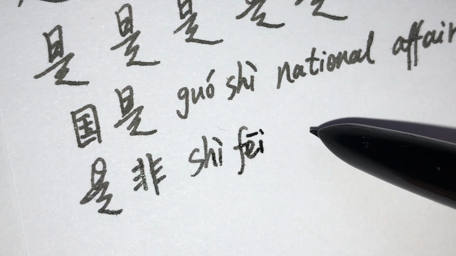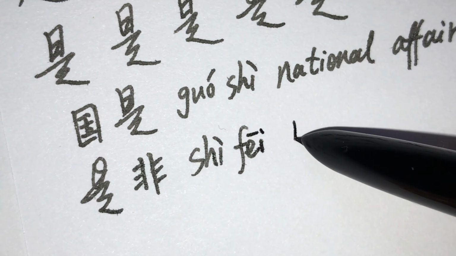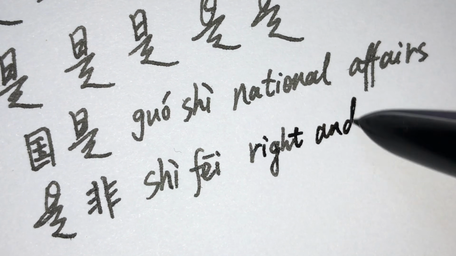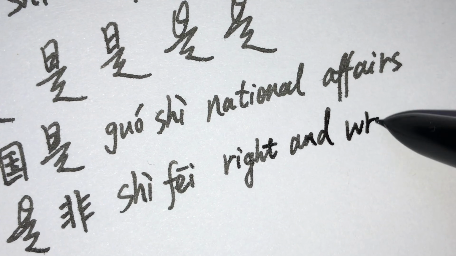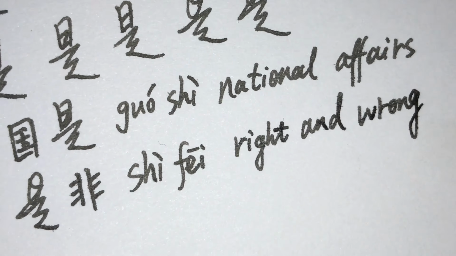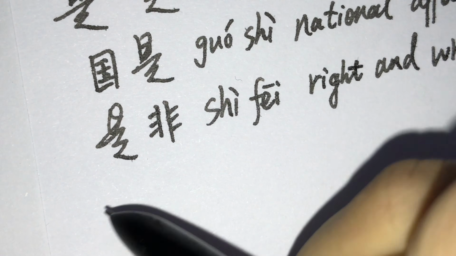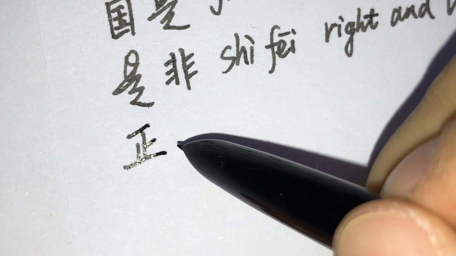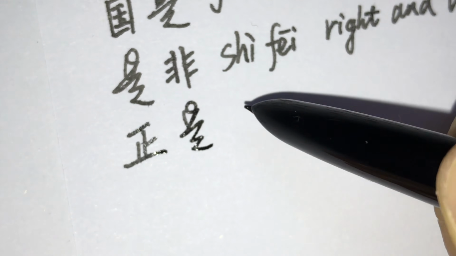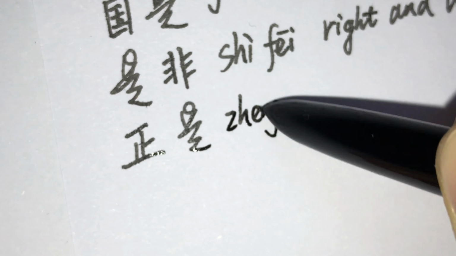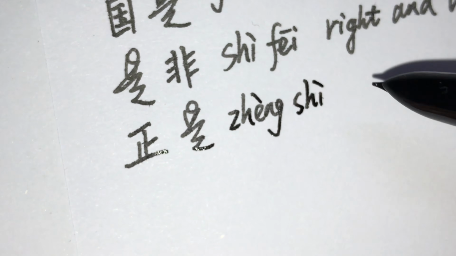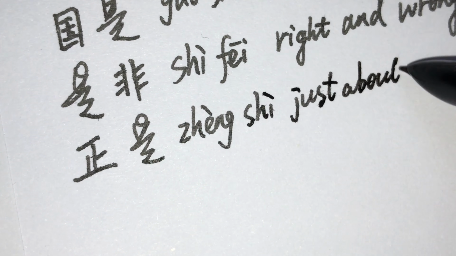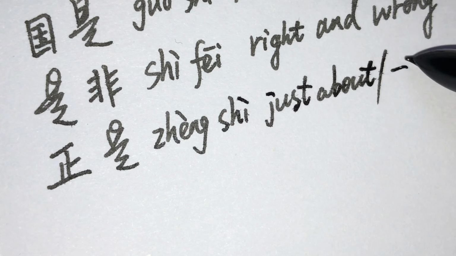是非 means right and wrong. 是 right, 非 wrong. 正是, just about, the very.